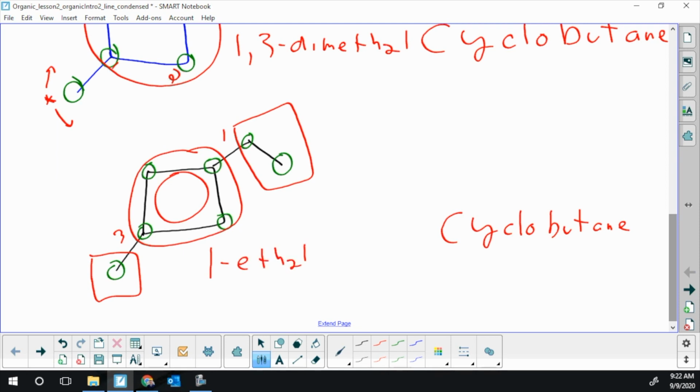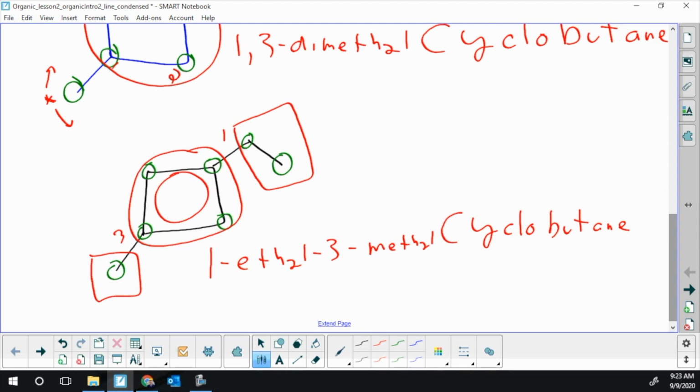1 ethyl. Now I've got to do the methyl. I'm going to transition, put another dash because I'm going to a number. 3. 1 ethyl 3 methyl cyclobutane. And that's our cyclo sort of taken care of.